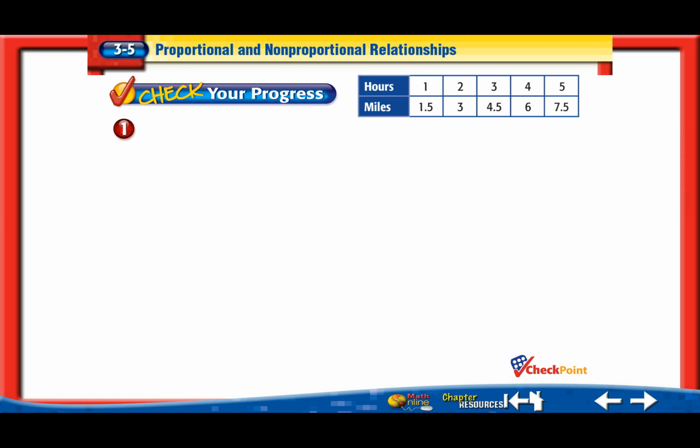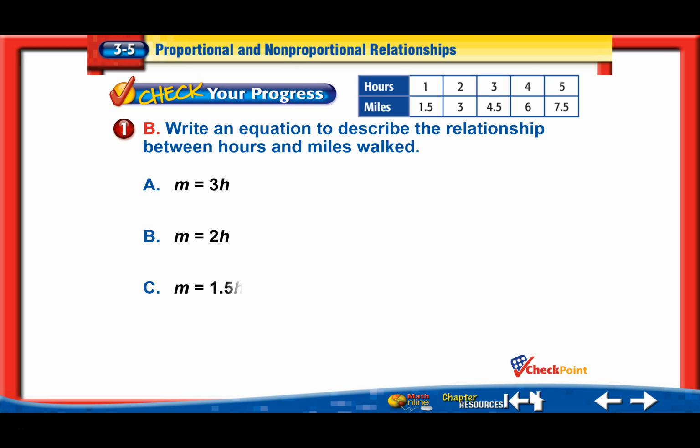All right, write an equation, pause this out, give it a shot. Write an equation based on the relationship between hours and miles walked. All right, so if I look at this, this is going to go up 1.5, and 1, 1.5, and 1, 1.5, and 1. So it goes up 1.5 every time. So I would guess right off the bat that it's going to be 1.5h, but I probably should double check.